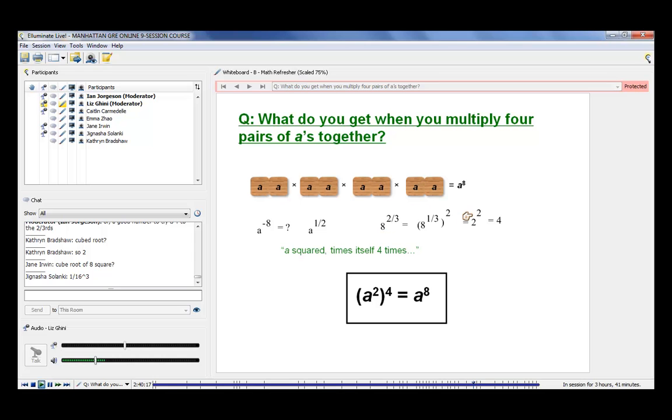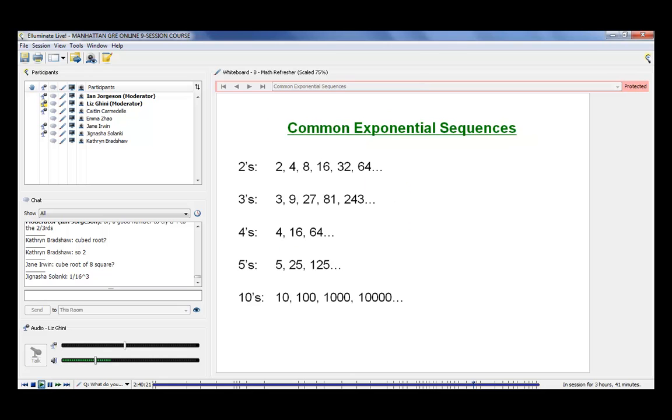So this is the kind of stuff you should be able to do with ease. Now, common exponential sequences. The most important here are the powers of 2. How many of you know the powers of 2? If I said, what's 2 to the 10th, can anyone type it back to me? What's 2 to the 10th? Other than Ian. I know you know. All right. Good job.